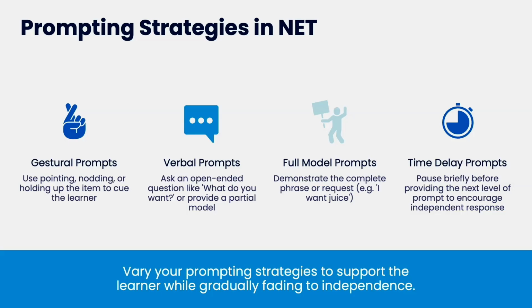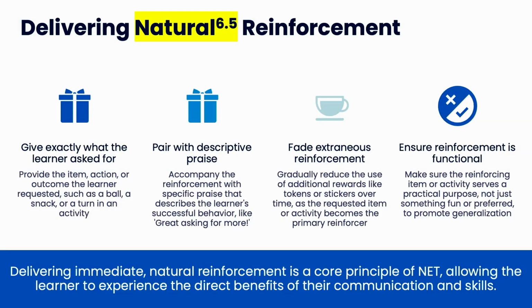Then we're going to do time delay prompts. If we prompt, we give them a little bit of a delay to possibly engage in the behavior without the prompt. You're trying to get that independent response. You're going to deliver naturalistic reinforcement, what they asked for, and we add the descriptive praise with that. Great job. Thank you for asking. Then you're going to fade that over time. You may start with some token stickers or other things to really get them to initiate. Over time, you would fade that away. So it was only those natural consequences.